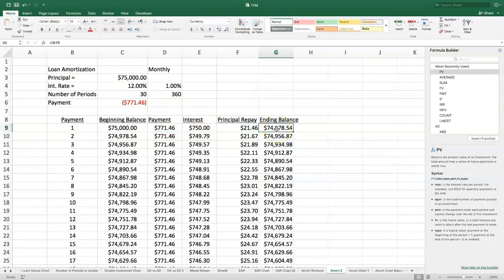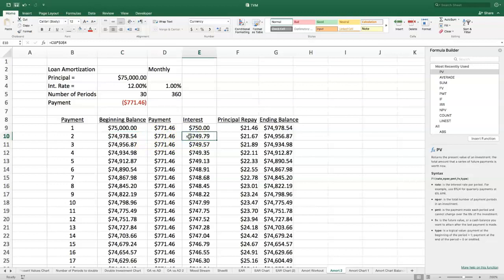Because $21.46 goes towards principal, our ending balance is the beginning balance, $75,000 minus the $21.46, and that gives us an ending balance of $74,978.54, and that amount rolls over for the second payment as the beginning balance. And we do this calculation again.